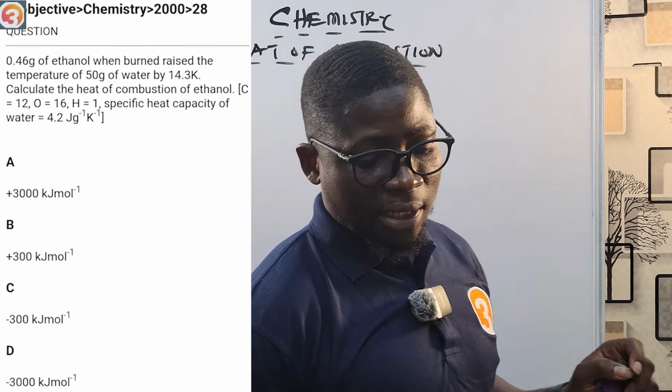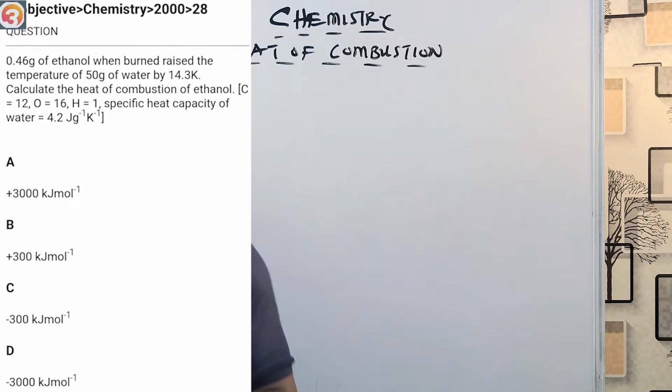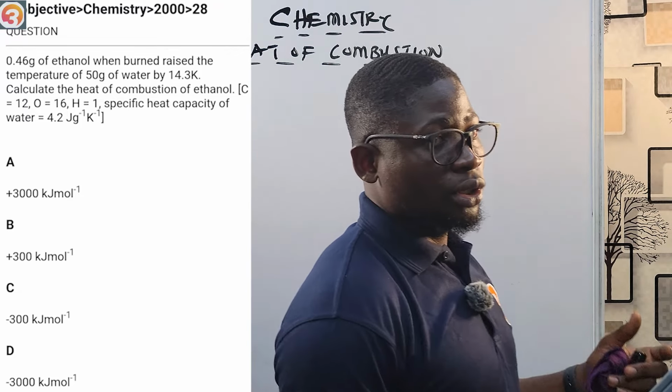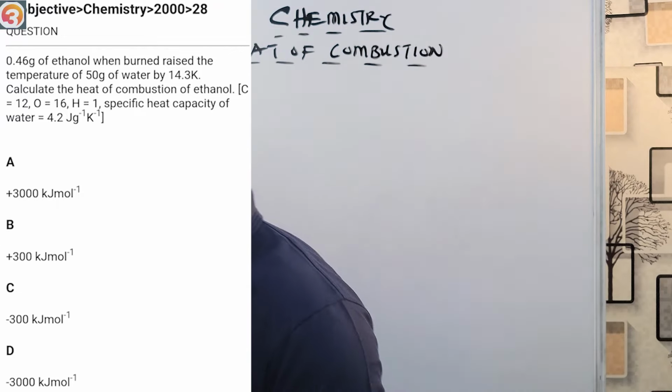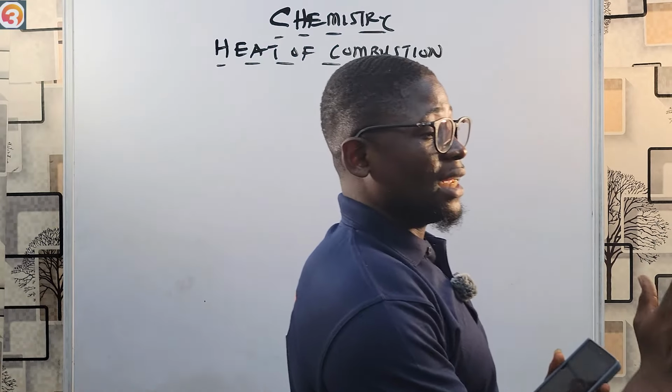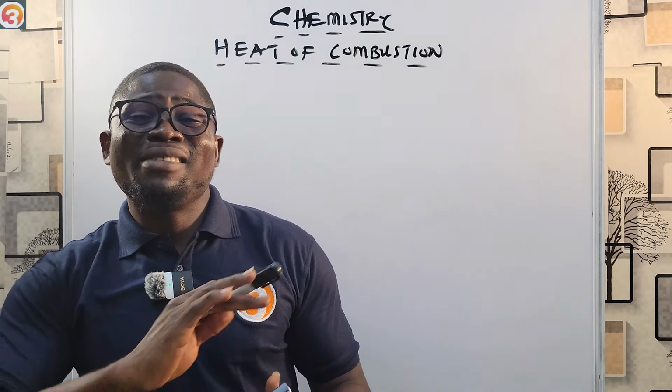Right, we're given the C12. We're given the specific heat capacity of water also to be 4.2. How do you solve this kind of question? This borders solely on heat of combustion. We are done with heat of neutralization in the last episode. This one is heat of combustion. So, of course, we're going to come back to this question after we are done with everything.